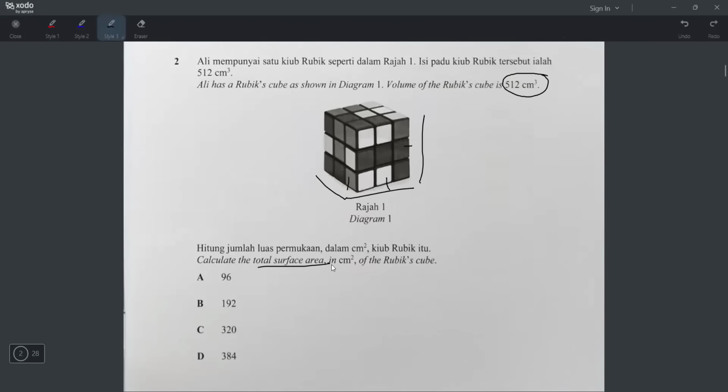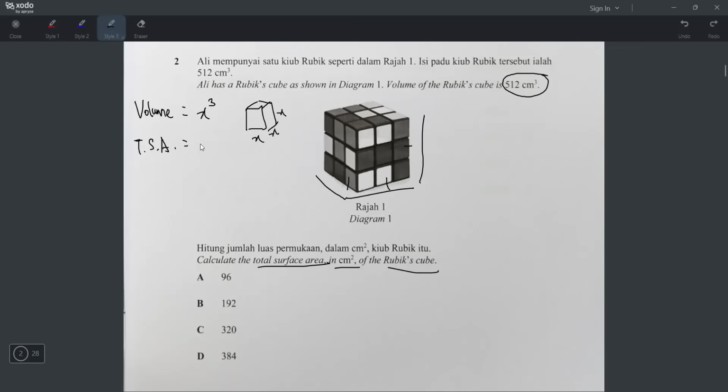And then they say calculate the total surface area in cm square of the cube. All right, let's talk about the formula for volume of cube and the surface area of cube. TSA stands for total surface area. Okay, what is the volume of cube? It will be x power 3, where x is the side of the cube, right? Yeah, x is the side. So that's how you find volume.